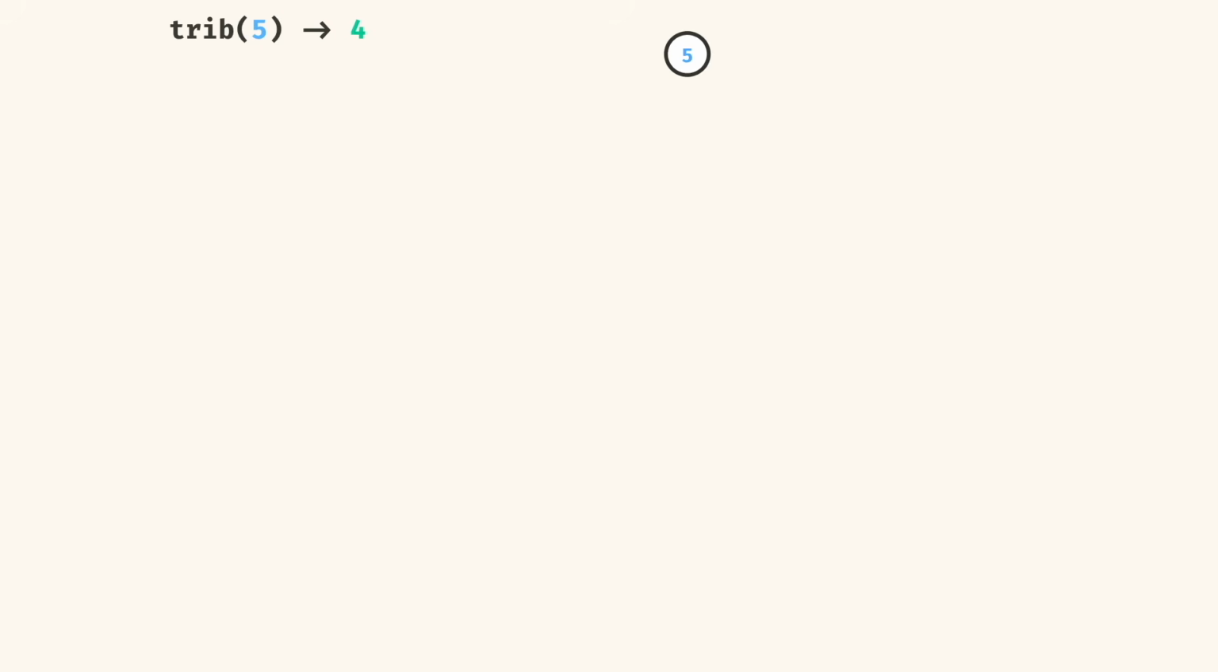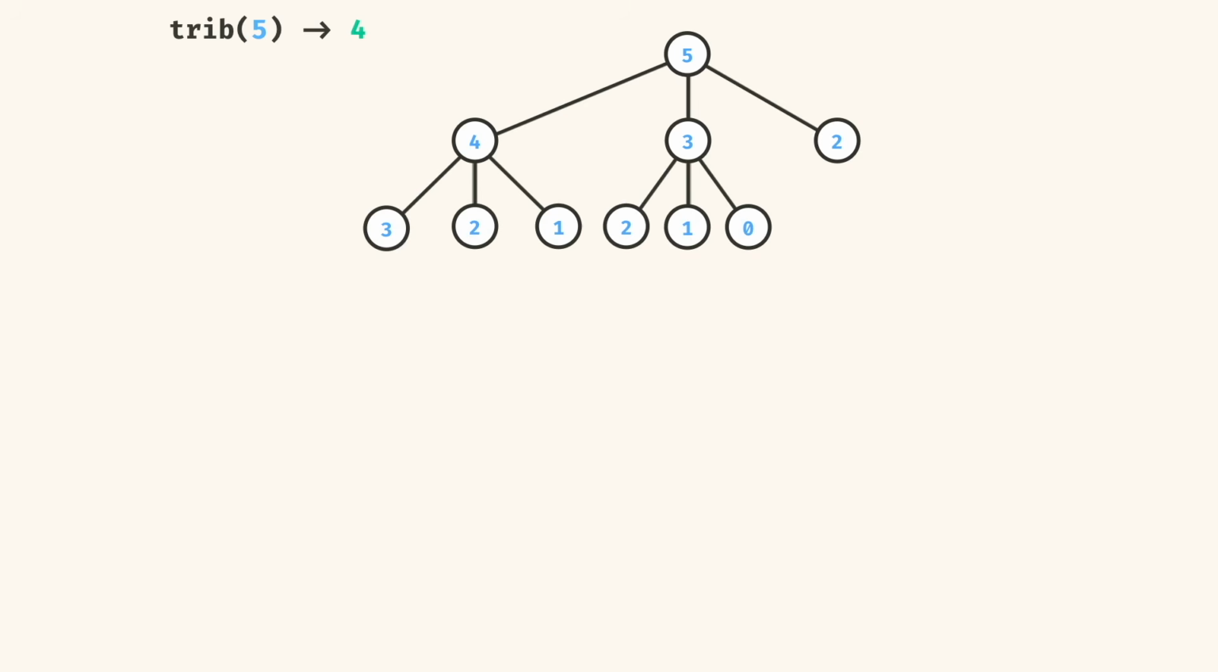I want to find trib of 5. And I know that I have to break this problem down into 3 subproblems, right? In other words, I can generate 3 children by doing a -1, -2, and -3, respectively. And I'm just going to carry over that pattern for as many nodes as I can. And of course, whenever I hit a base case, I can't break that node down any further.